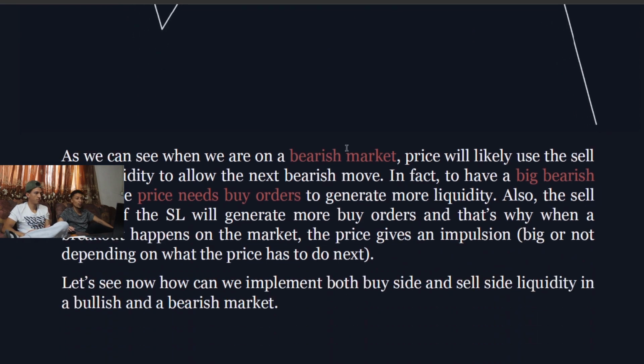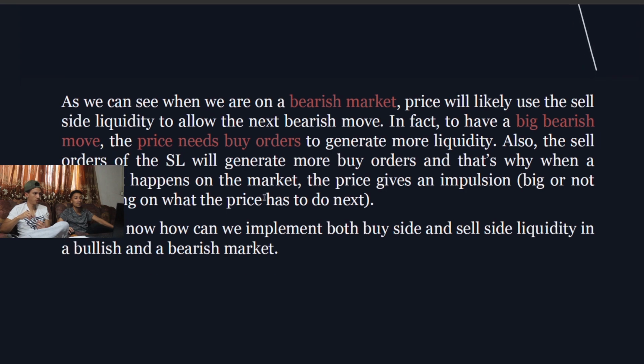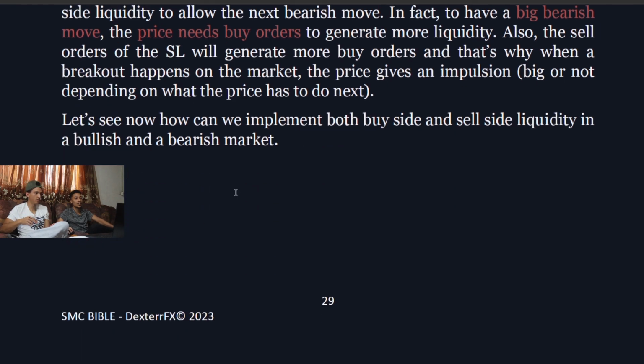As we can see, when we are on a bearish market, price will likely use the sell liquidity to allow the bearish move. So you remember bearish coming down. In fact, to have a big bearish move, the price needs buy orders to generate more liquidity. Also, the sell orders of the stop loss will generate more sell orders, and that's why when a breakout happens on the market, the price gives an impulsion, big or not. So it's basically the exact opposite of what we just saw on buy side liquidity.